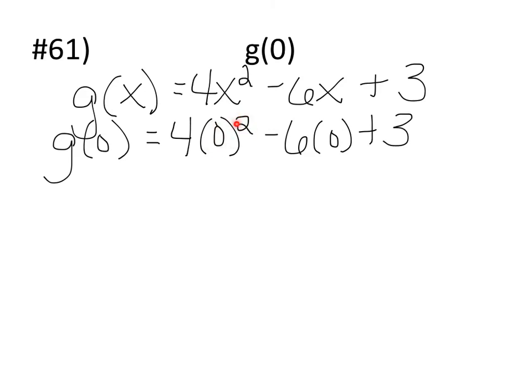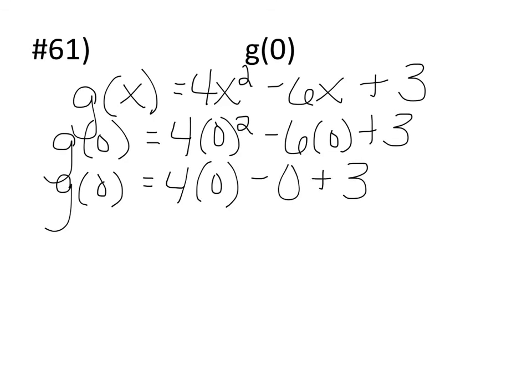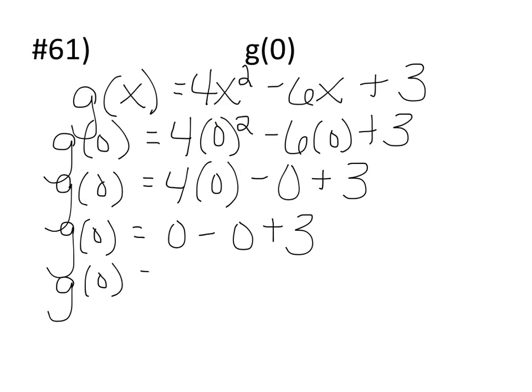So 0 squared is 0. So we have 4 times 0, minus 6 times 0 is 0. 4 times 0 is 0. 0 minus 0 plus 3 is just 3. So g of 0 is 3. And the way that you will be able to tell that it was 3 from the very beginning is anything times 0 is 0, so 3 is the only thing that's not being multiplied by 0.